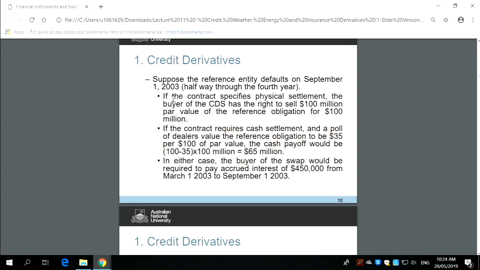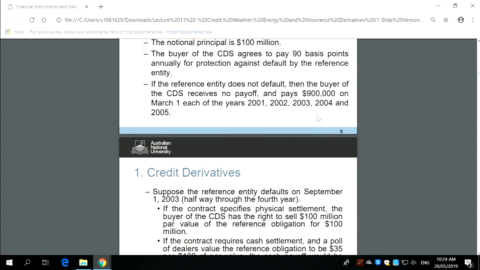Okay? So before the seller of the CDS makes those settlements to you, first of all, you need to pay $450,000, the accrued interest, to the seller because the default happened halfway through. Okay? Does this example make sense? Basically, you just need to remember how physical settlement works. Yes?